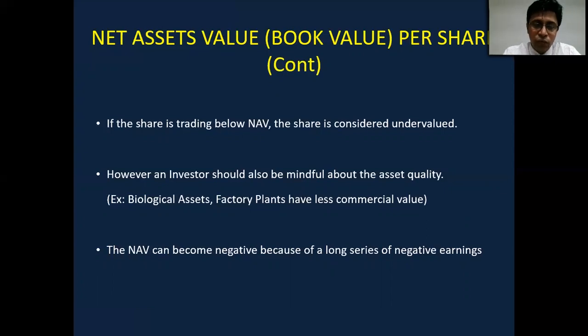However, an investor should also be mindful about the asset quality. A bank will have better liquid assets compared to a company running a factory. And also, a company that makes continuous losses could eat into the net assets and eventually make the net assets become negative.